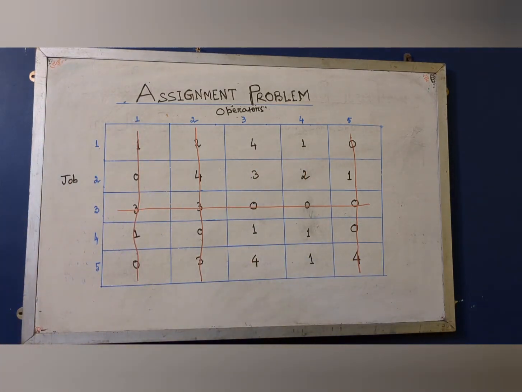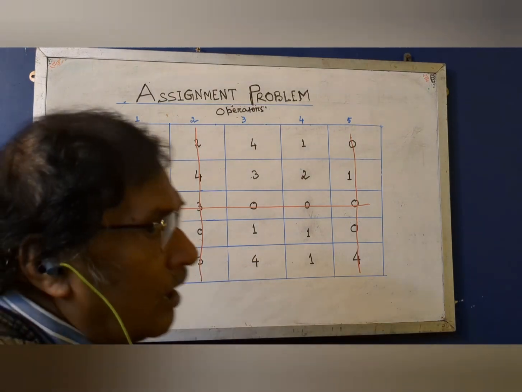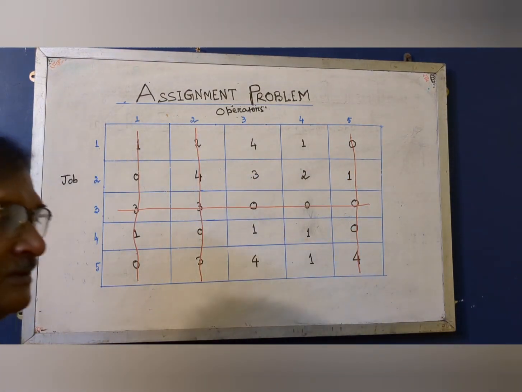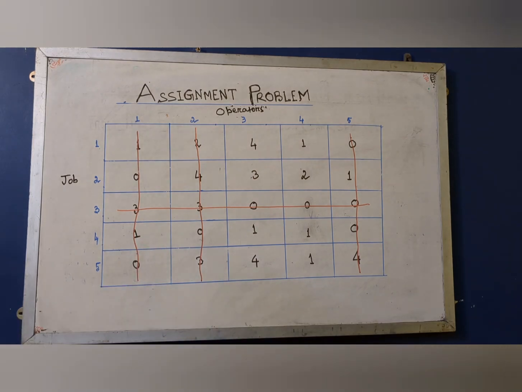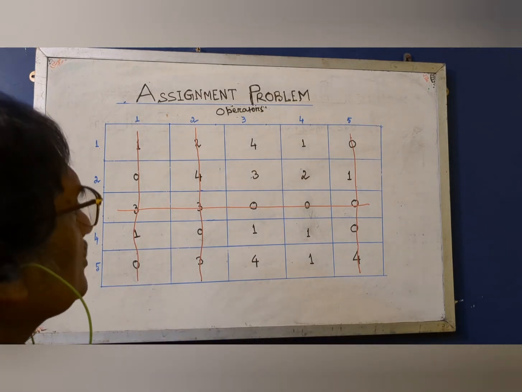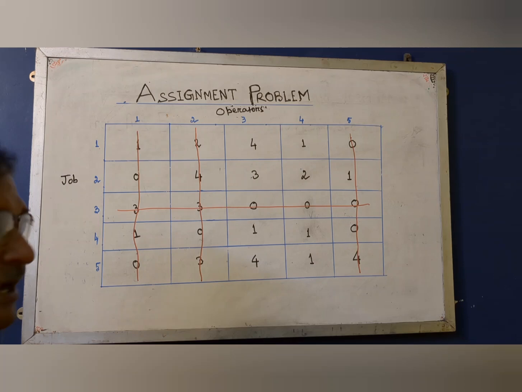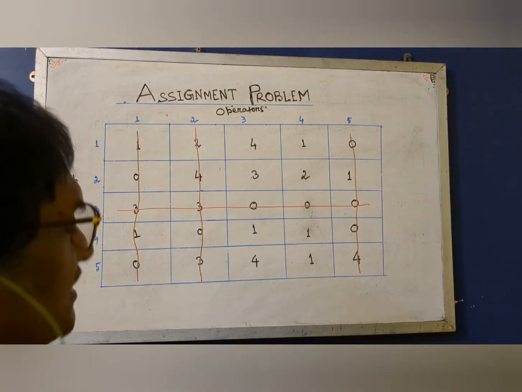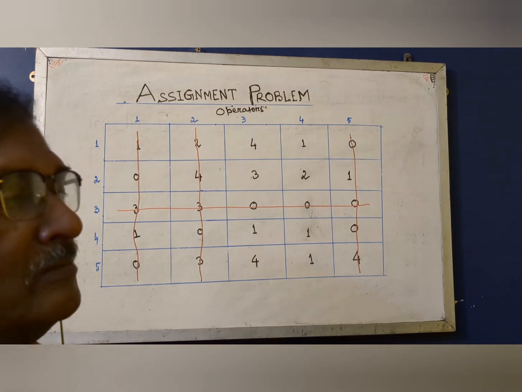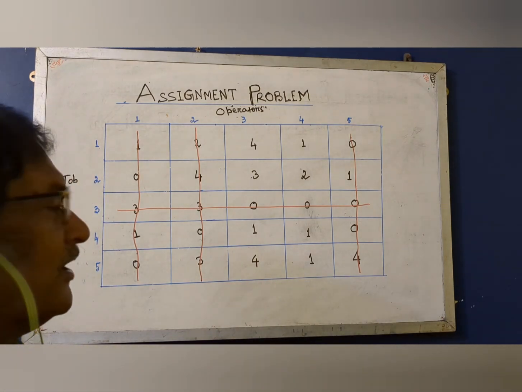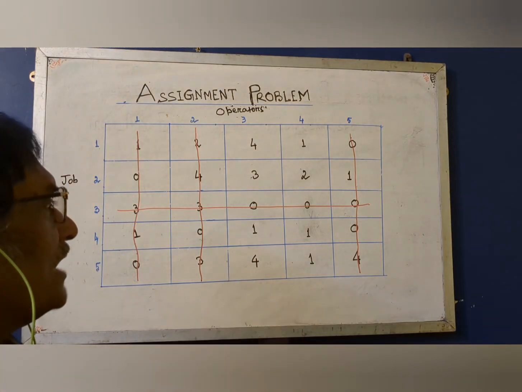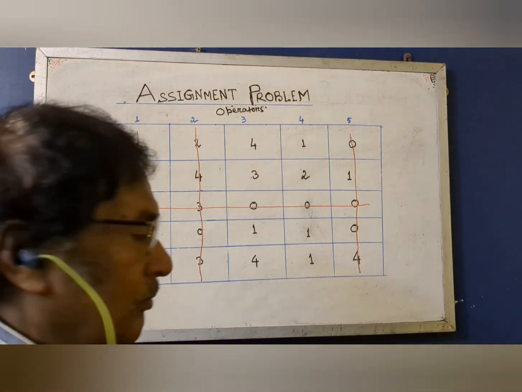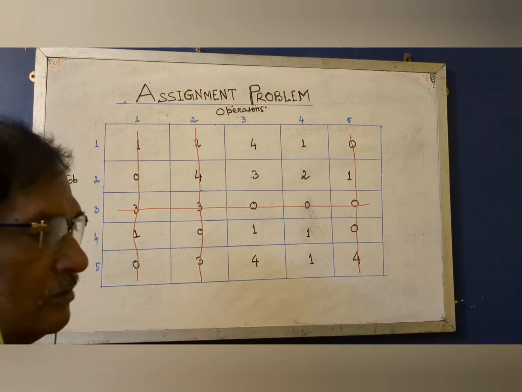How many lines are required to cover all the zeros? How many lines? You count it. 1, 2, 3, and 4 lines. The 4 lines are required to cover all the zeros. Now, the condition is if the number of lines is equal to the order of the matrix, then you have reached the optimum. You need not do anything further. But if the number of lines is less than the order of the matrix, then you have to proceed further to the next operation.